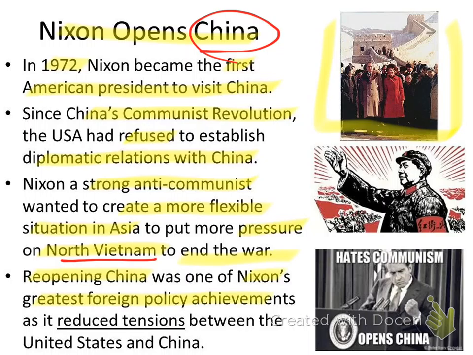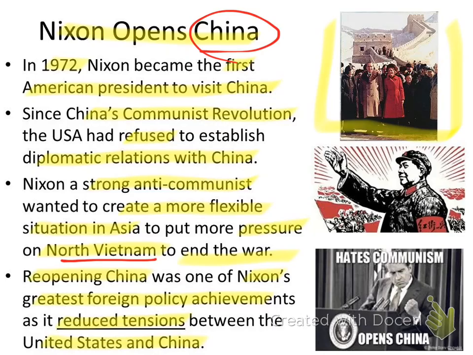Reopening China was one of Nixon's greatest foreign policy achievements. It reduced tensions between the United States and China, opened the door to trade, created all kinds of jobs. So again, this was a huge success.